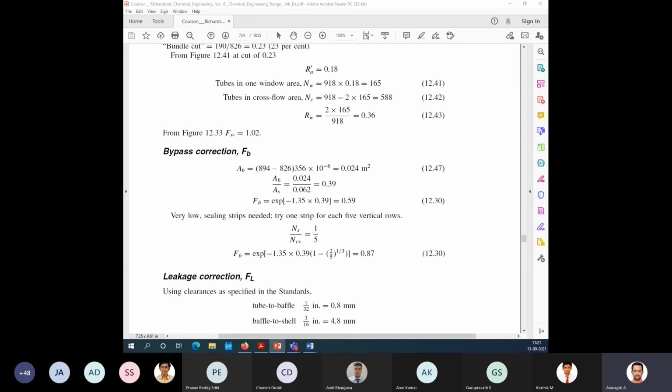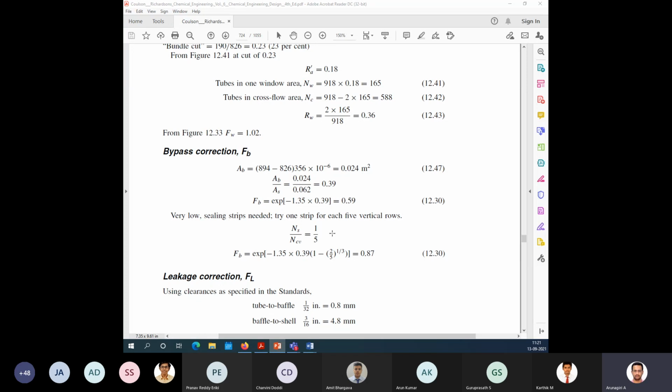Next, you have to calculate the bypass correction factor. For the bypass correction factor, you should know the value of AB and AS. That ratio is AB by AS. So AB is nothing but LB into (DS minus DB). So this is your DS, this is your DB, into your baffle spacing. That will give the AB. So AS already we have calculated, (PT minus D naught) by PT into DS into LB. So calculate AB by AS. For Reynolds number we have calculated already.